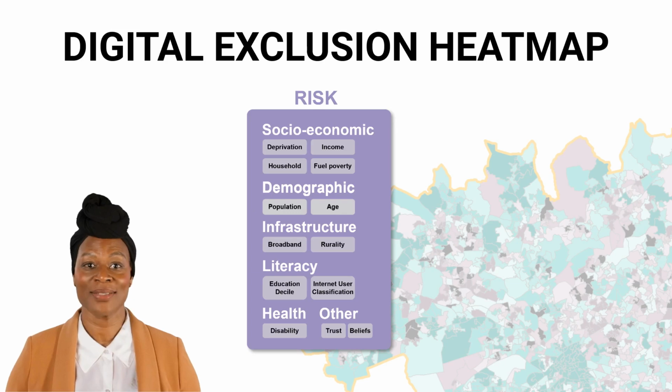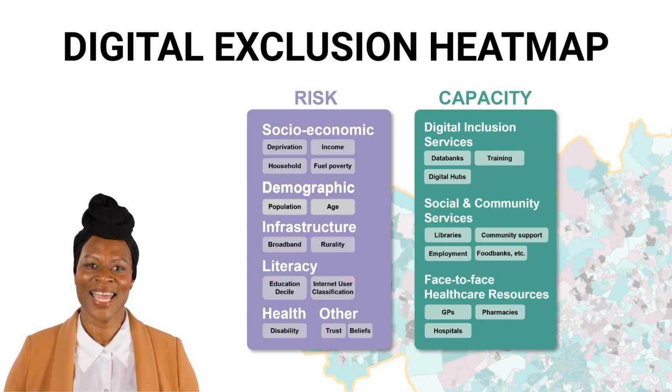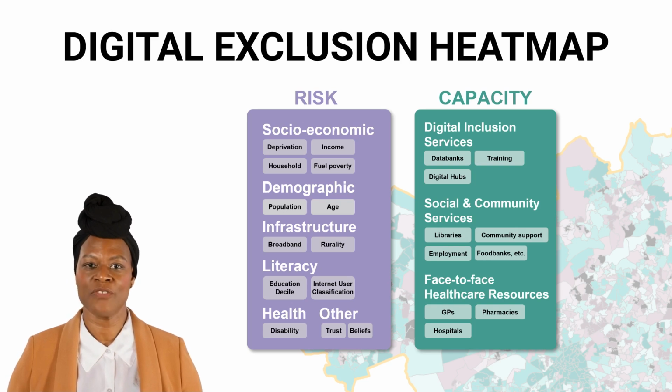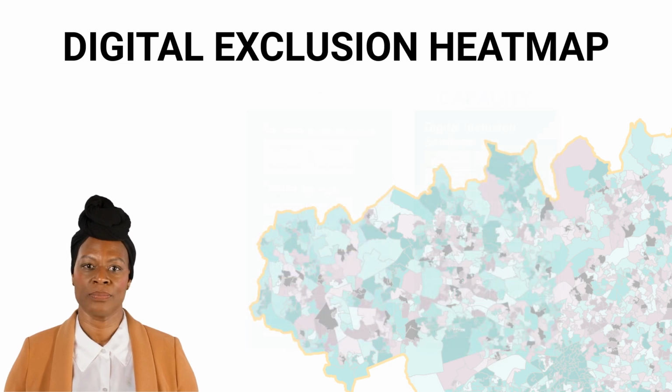On top of that, there are many resources available to help: community hubs, support for Wi-Fi access, and even signposting services. But the issue is, information about these resources is scattered across many different organizations, and it's often hard to know where to go. So, people don't always have the guidance they need to get the help they deserve. This complexity makes digital exclusion difficult to address.